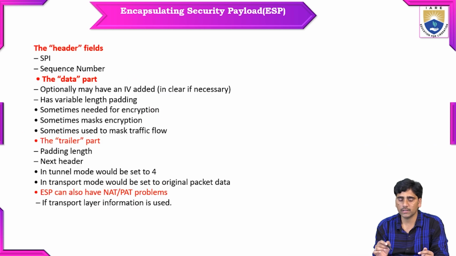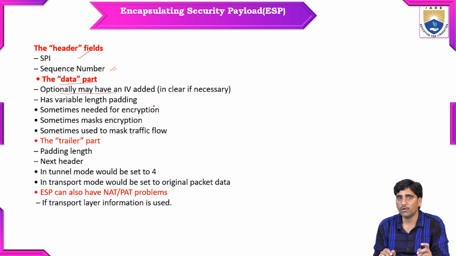And the header fields contain what? From the diagram, the first one is the security parameters index, which identifies the IDs of each and every security parameter. And the second one is the sequence number. The sequence number indicates that each security parameters index ID is going to be numbered with sequence numbers. The second part is the data part.